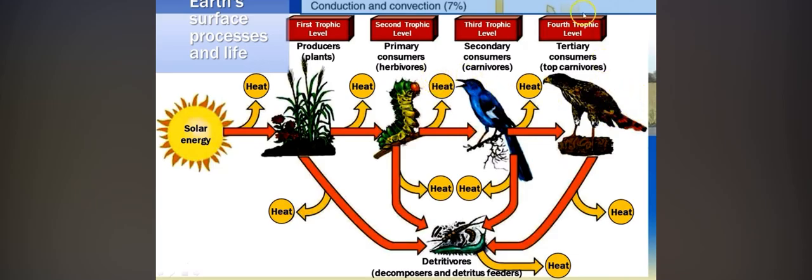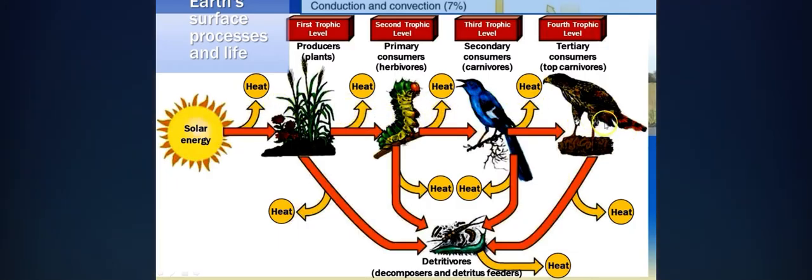And then finally, our fourth level here, fourth trophic level, tertiary consumers, the top carnivores, they would be only getting 10% of that energy. So by the time you get up to those top carnivores, there's not a whole lot of energy left. Detritivores are critters that are using the waste from different organisms, and they get more energy than each of these individual steps.